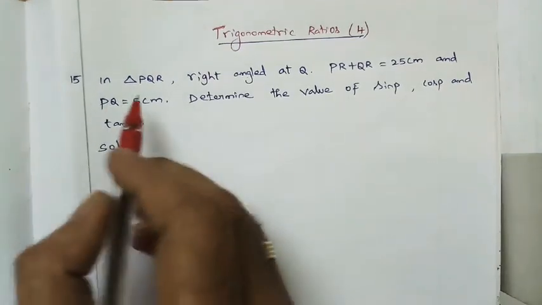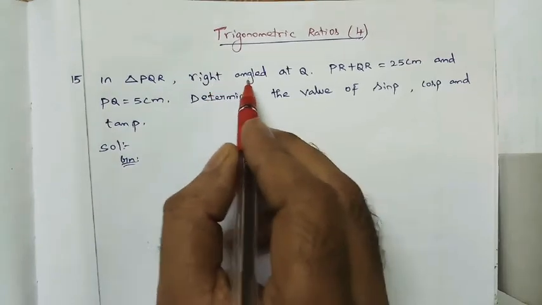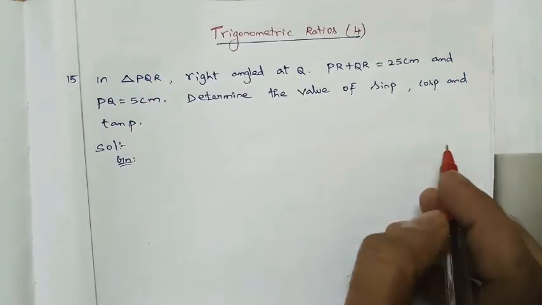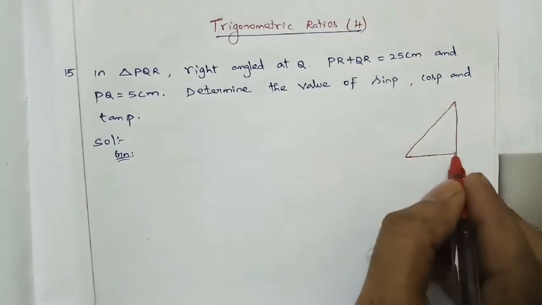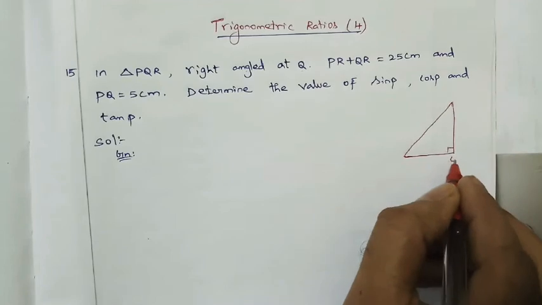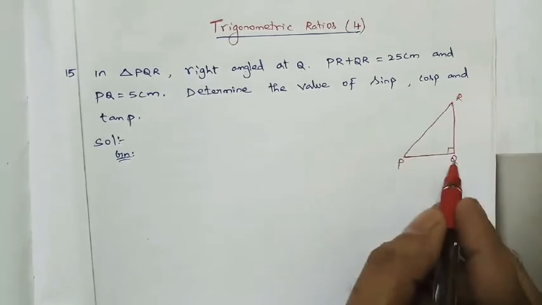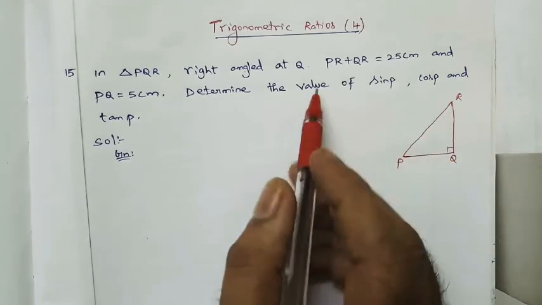Sum number 15. In triangle PQR, right angled at Q. That means triangle PQR is a right angle triangle, right angled at Q. I'm just giving the names P and R.